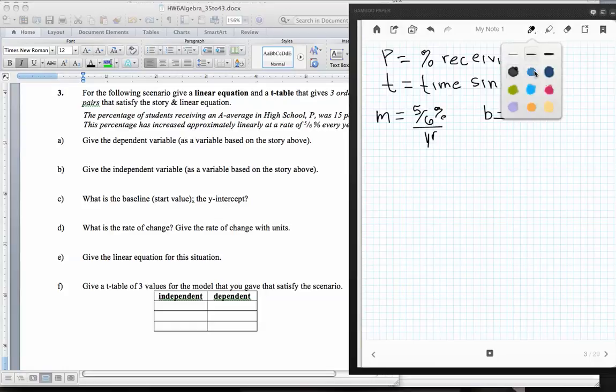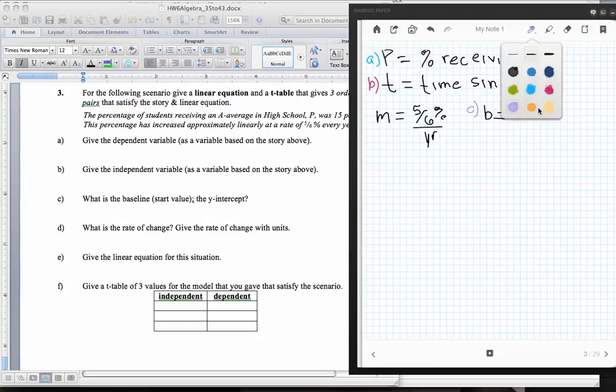So the first question says give the dependent variable based upon the story above. So A, my dependent, is P. And then the second one says give the independent based upon the story above. And B, T, is my independent. And then what's the baseline? So my y-intercept is the next thing that we need to find. So that's my answer to C right there.